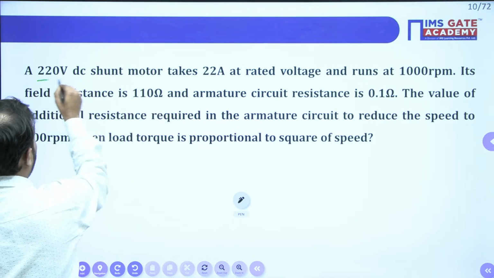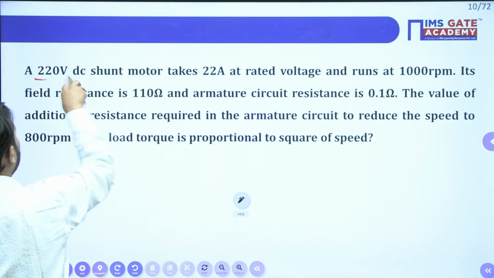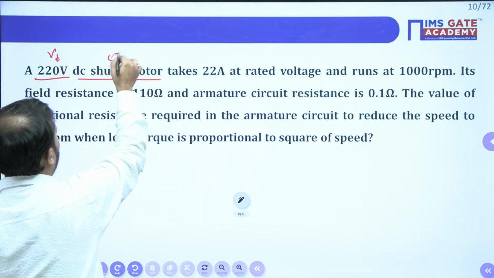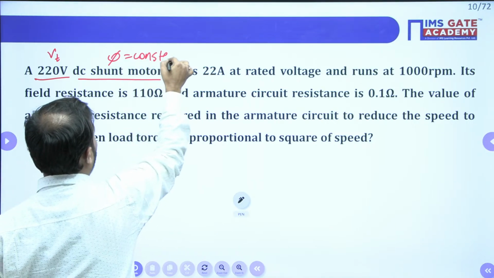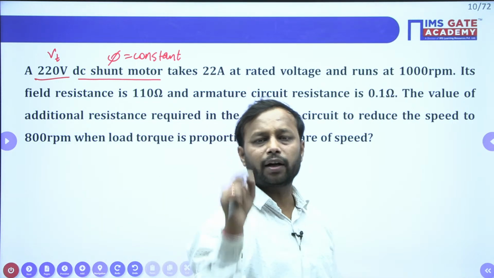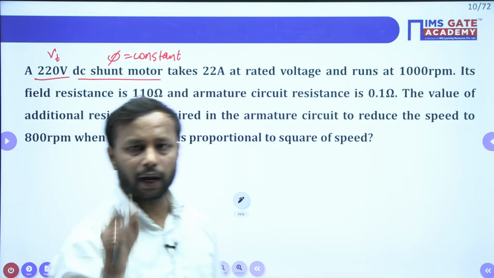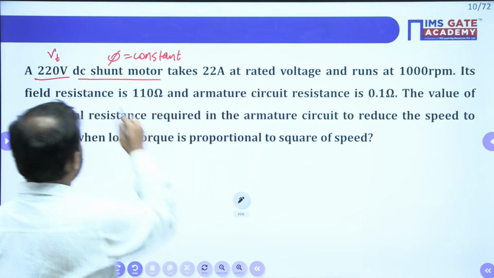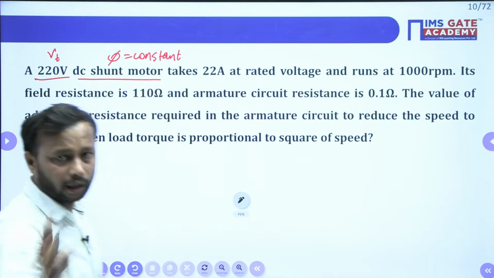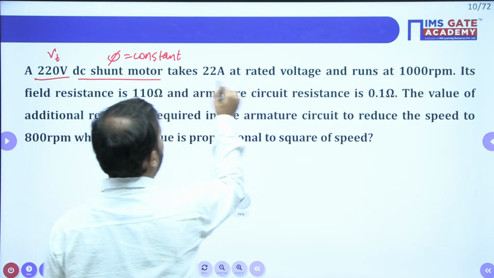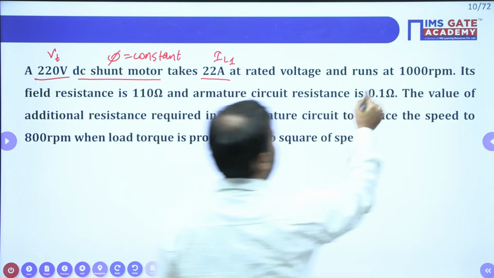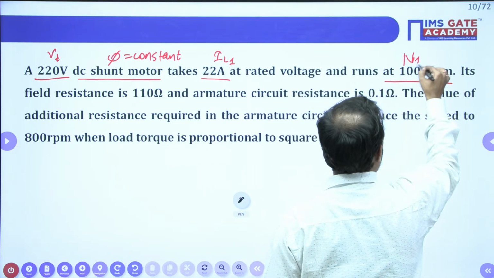See, 220 volt, this is the VT value, and this is a DC shunt motor, which means the flux is going to be constant. In a DC motor, unless and until the shunt field resistance is changed, the flux is going to be constant for the DC shunt generator or motor. And this is 22 ampere at rated voltage, this is IL1, and it runs at 1000 rpm. Let me take this as N1.